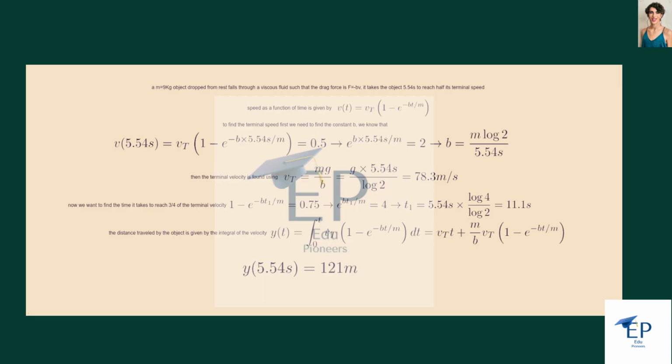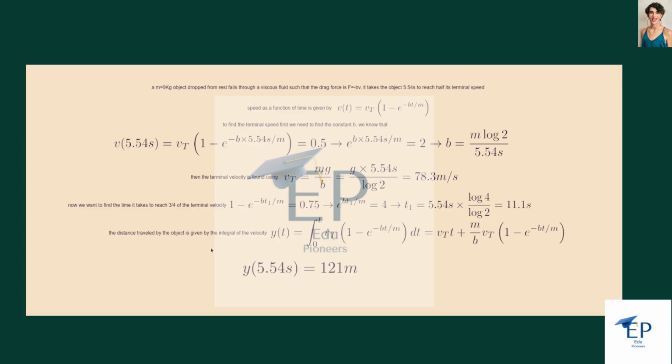So next we want to know, okay, how long does it take the object to reach 3/4 of its terminal velocity? Again, that just boils down to equating this v of t to 0.75 times v_t, which in the end is equivalent to saying 1 minus this exponential evaluated at this time t1, which is what we want to find, is 0.75. That's equivalent to saying that the exponential of bt1 over m is equal to 4. Over here we can just take a logarithm on both sides to find t1, which tells us that the time it takes to reach three quarters of the terminal velocity is just 11.1 seconds.